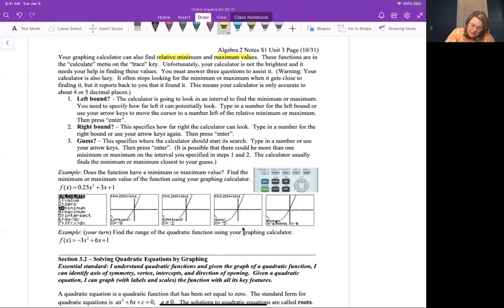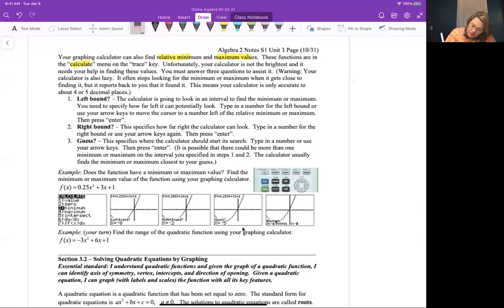These functions are in the calculate mode. That will be in second function trace. You can see that little calculate on top of your trace button. Okay, unfortunately, your calculator is not very bright, believe it or not, and it's lazy. So you have to answer 3 questions. It's also lazy, so it stops looking for it after it thinks it gets so close. So it can only report back 4 or 5 decimals.